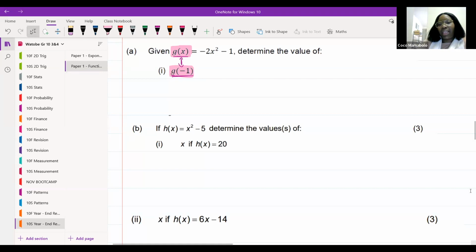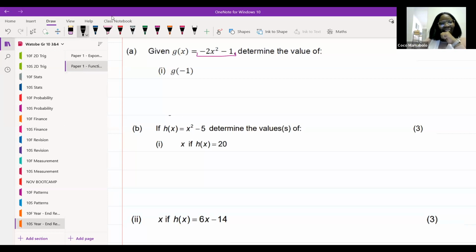What have they replaced, guys? Miss, they replace the x. They put -1 in the place of x. Good, beautiful, good. So what they actually want from us is to go into the actual function they've given us, and wherever we see an x in the function, what are we going to replace it with? Oh, we'll substitute the -1 into the x. 100%, beautiful.